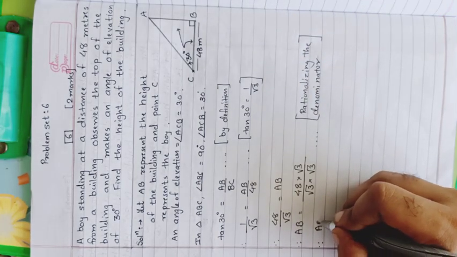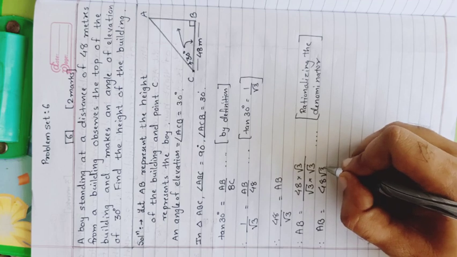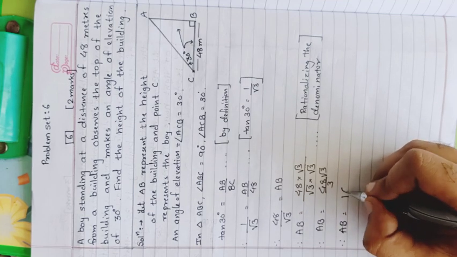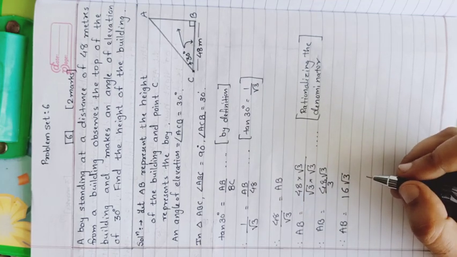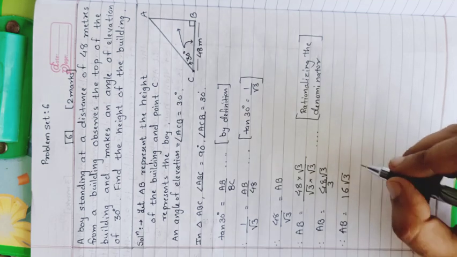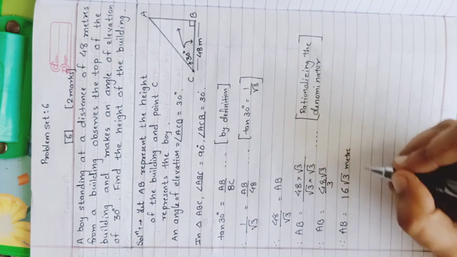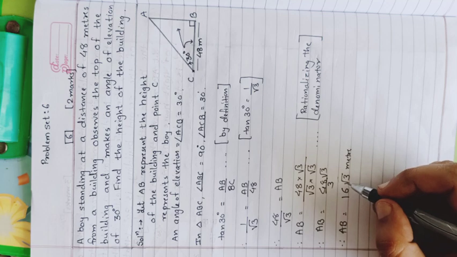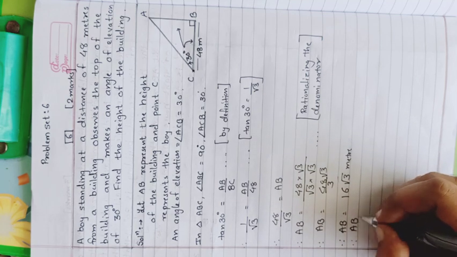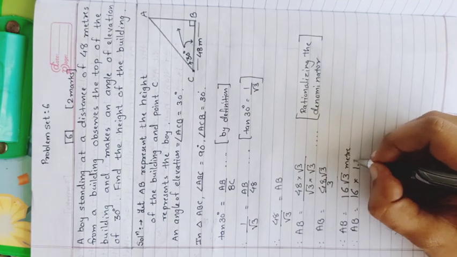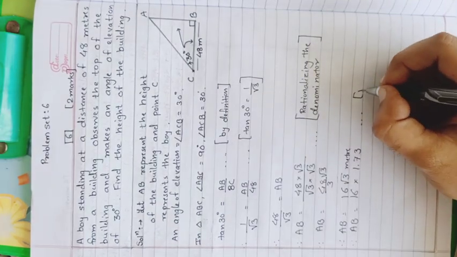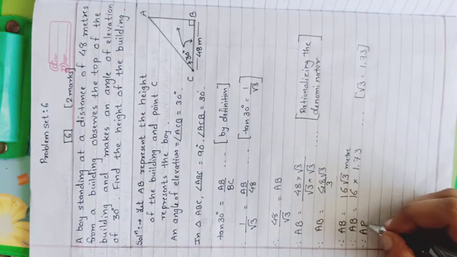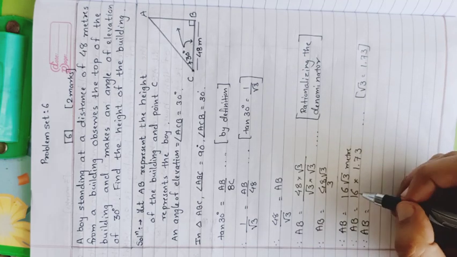Therefore AB equal to 48 root 3 upon 3. So AB, 3 ones are 3, 3 sixteens are 48, so 16 root 3. And is the unit given or not? The unit is given, meter. As the value of root 3 is not given, if you don't apply the value of root 3, it is okay. If you want to apply, you can apply. So 16 into 1.73, because the value of root 3 is 1.73. So AB, let's multiply 16 into 1.73.